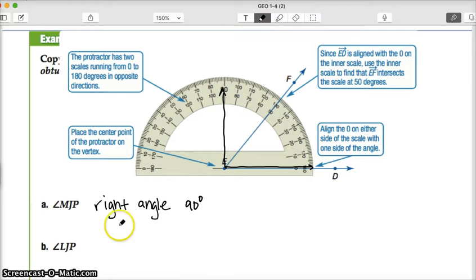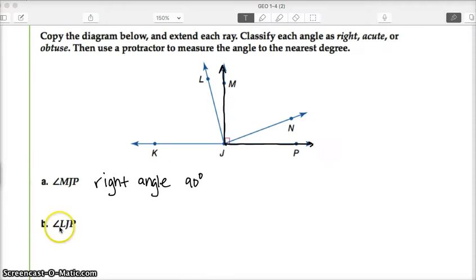Let's look at this next example. So now we're checking out the angle LJP. So I'm going to highlight that like so. We can see that clearly this angle isn't 90 degrees like MJP. It is greater than 90 degrees. And we know when we have an angle that's greater than 90 degrees, we call it obtuse. So this obtuse angle needs to be measured.